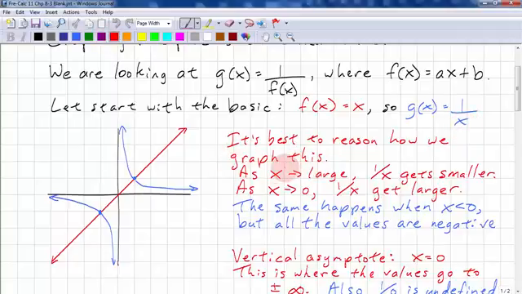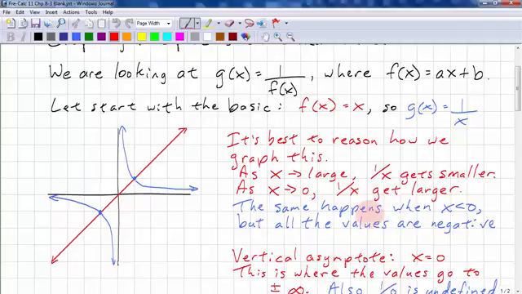It's best to reason out how we're going to graph this. As x gets large, 1 over x is going to get smaller. So 1 over something big is going to give you something small. Similarly, as x approaches 0, anything getting really, really small or close to 0, 1 over x is going to get larger. So if we do 1 over 0.01, we get 100. If we're looking at 1 over 0.001, then we get 1,000.